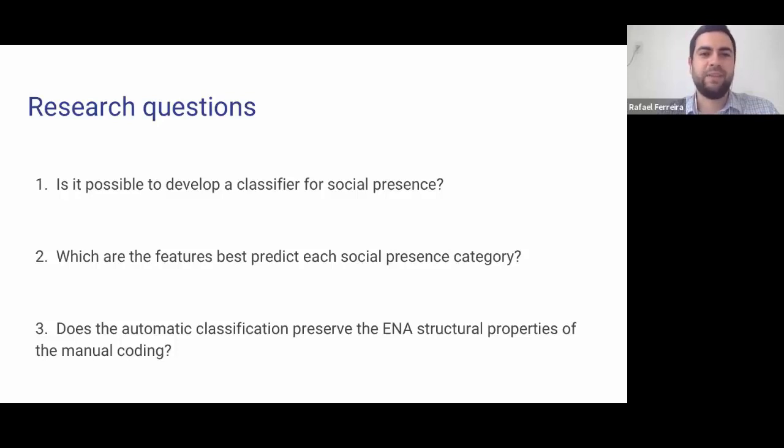I just summarized the main research questions of my paper. The first one is the development of the classifier itself. The second one is the analysis of which features have the best prediction power related to each of the social presence categories. And finally, for the third research question, we apply the automatically coded messages to ENA analysis, epistemic network analysis. I will explain about this later on. And we compare this automatic classification with the manual coding to see if we can measure the similarities and the differences between the models that were generated in both cases.